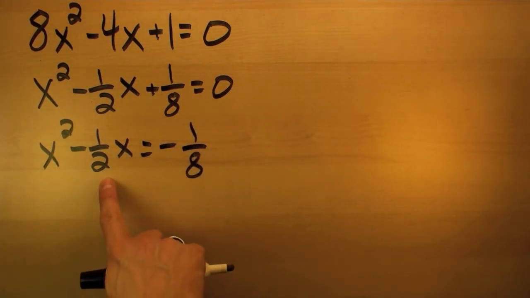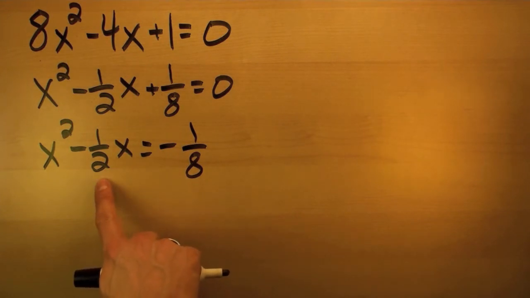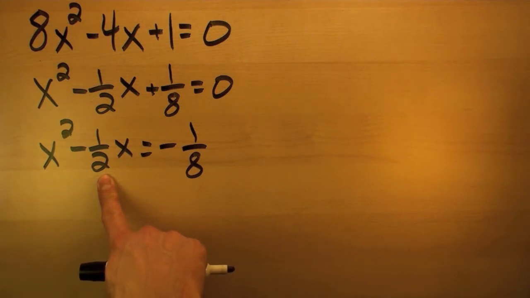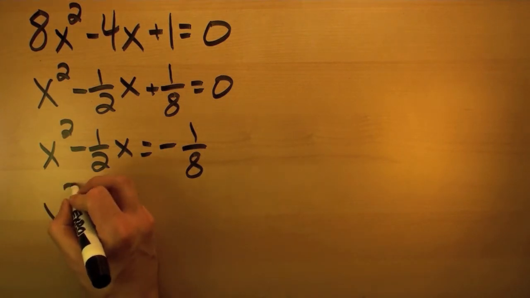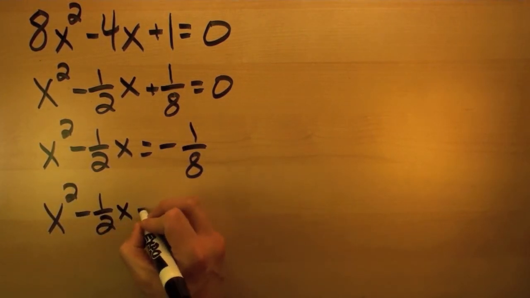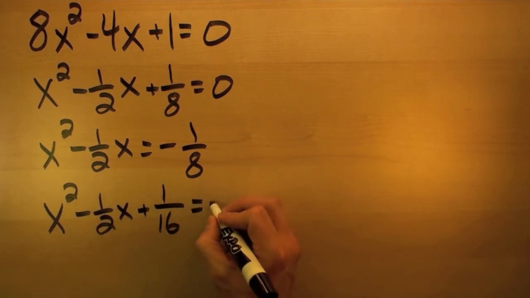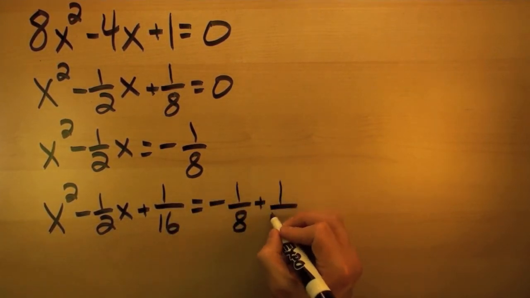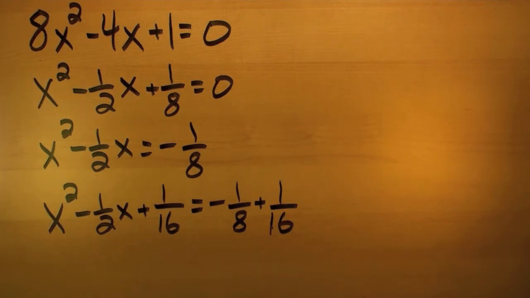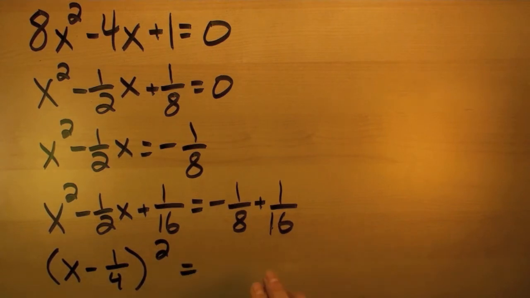Now we take half the coefficient on the x term and square it. So half of 1/2 is a fourth, and 1/4 squared is 1/16. So add 1/16 to both sides. So x squared minus 1/2 x plus 1/16 equals negative 1/8 plus 1/16. Now the left side, because we've been using completing the square, this factors as x minus 1/4 squared. And on the right we get negative 1/8 plus 1/16.